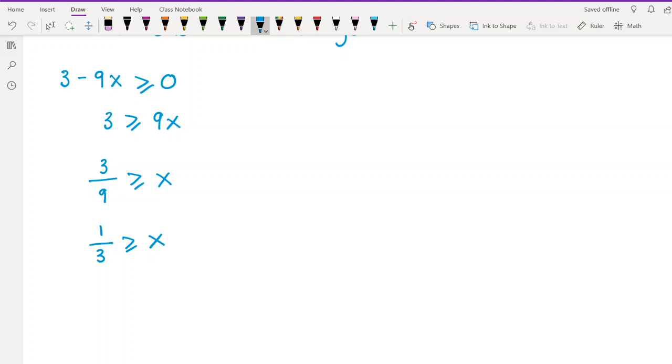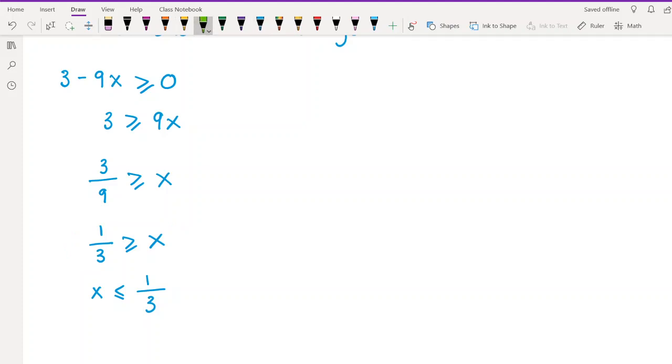So what I mean by that is there's 2 ways of saying this, right? 1/3 is greater than or equal to x is the same as saying x is less than or equal to 1/3, right? Those 2 statements are the same statement. And typically, at least for me, I have an easier time understanding what it means to say x is less than or equal to 1/3, whereas this one I think is a little bit clearer to read.